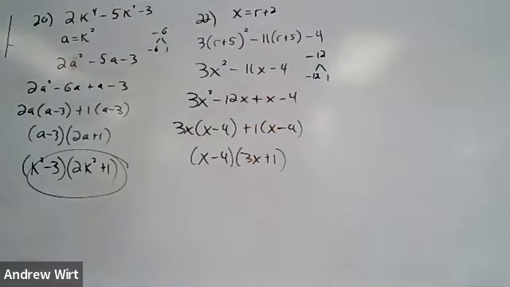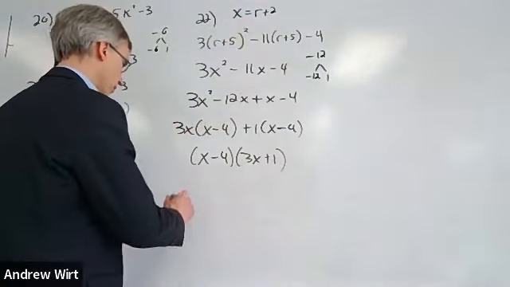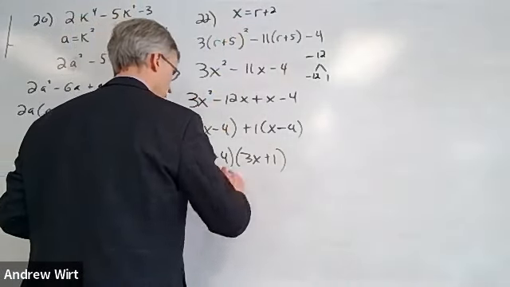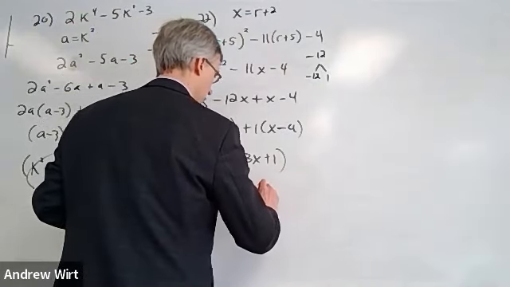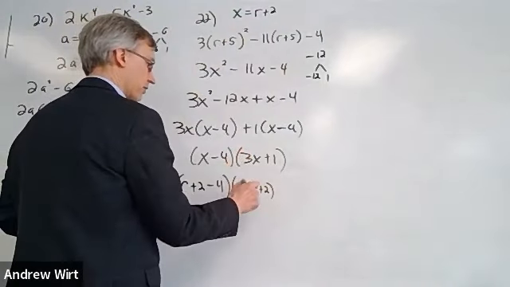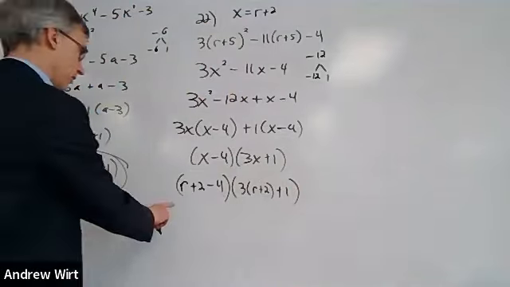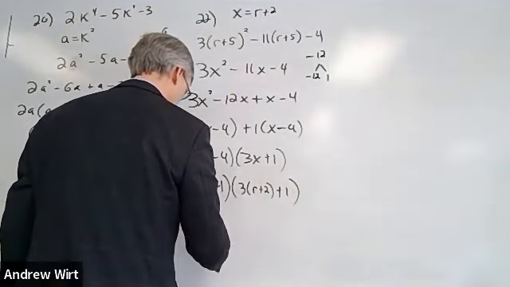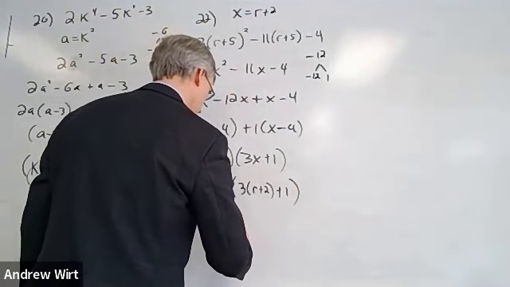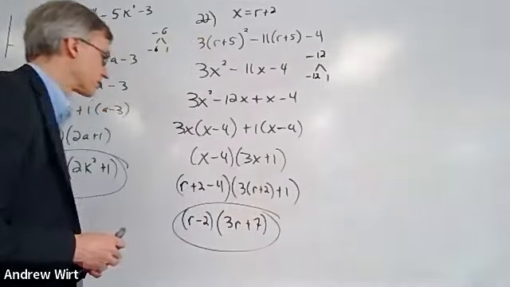And now we've got a little bit more work to do because we defined x to be r plus 2. So we're going to back substitute. We see an x, put in r plus 2. And if necessary, if you're next to a constant, put in parentheses. So here we got r minus 2, and here we have r plus 7. R minus 2 times 3r plus 7.